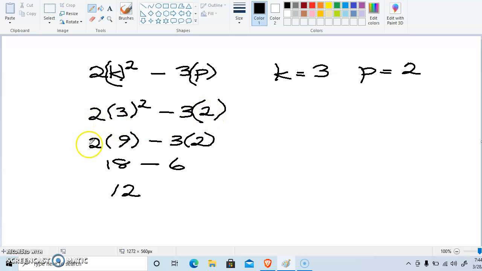And now we follow PEMDAS as we solve this. Since exponents are done before multiplication and division, we come over here and do 3 squared, which is 9. And then we go back and do our multiplication. 2 times 9 is 18. 3 times 2 is 6. And finally, at the very end, we do our subtraction. So that's the way you're going to be solving these problems.